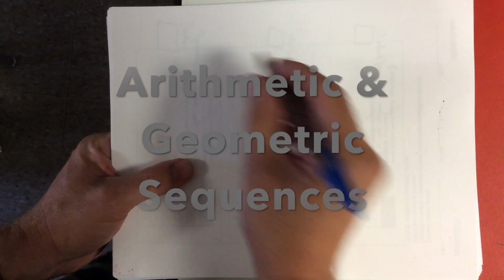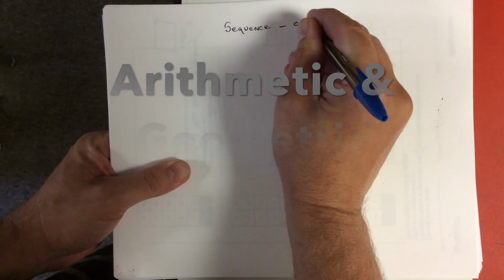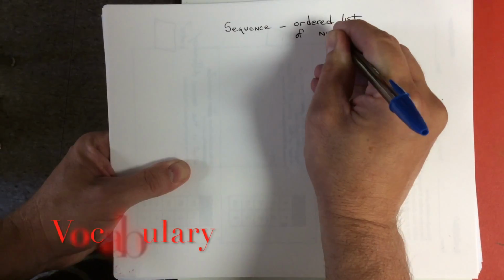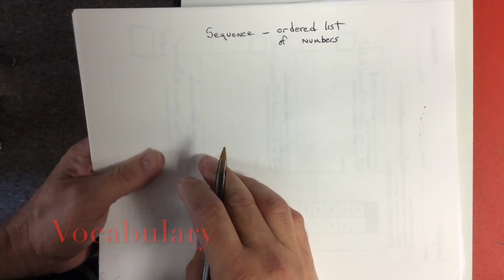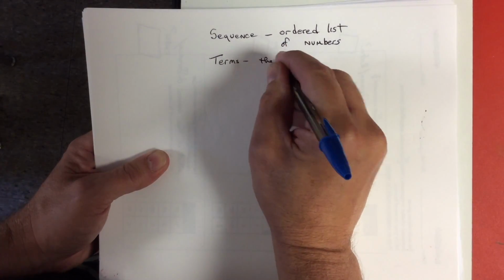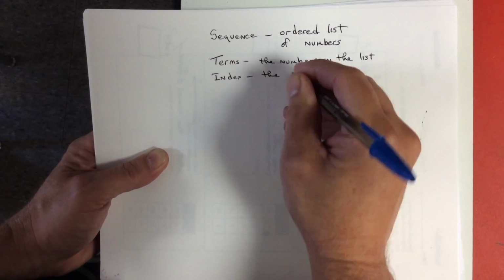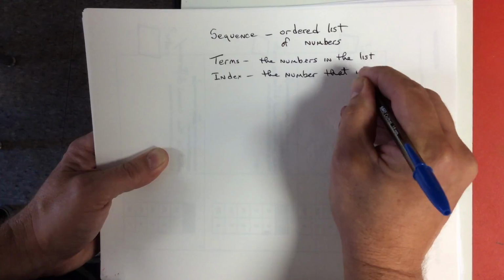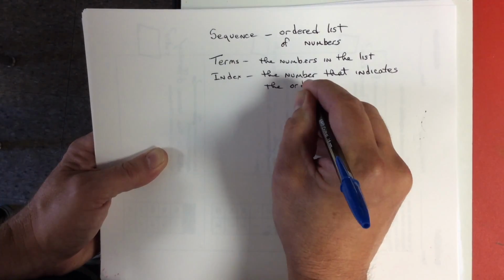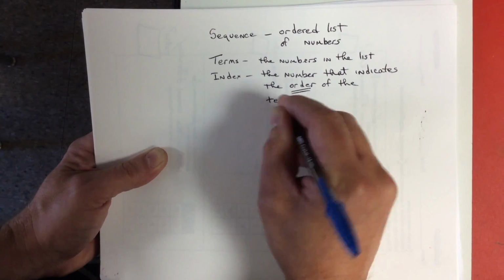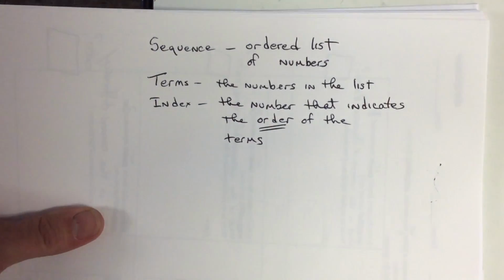All semester we have been looking at sequences of numbers. A sequence is an ordered list of numbers, and the numbers in it are called terms. And the index is the number that indicates the order of the terms.